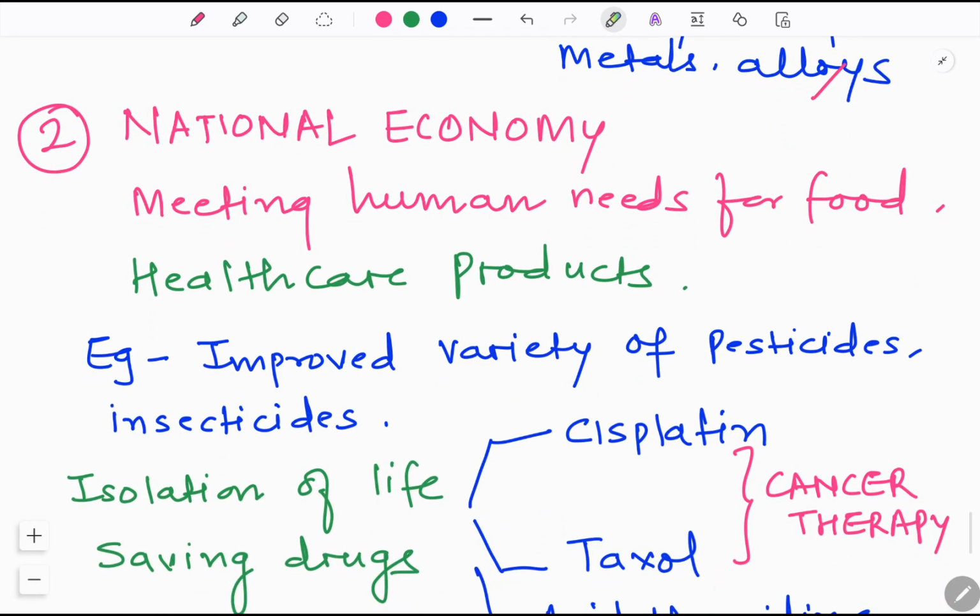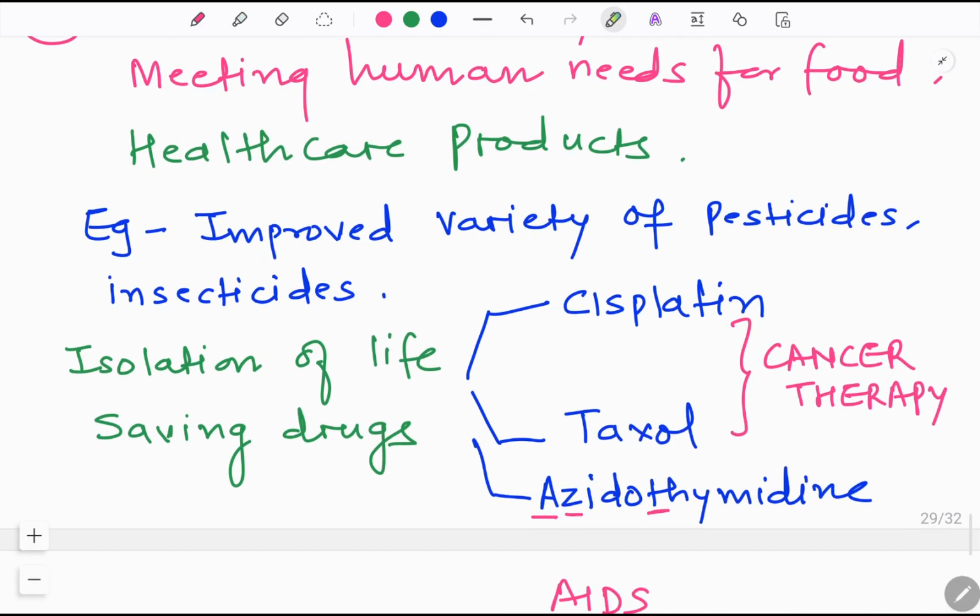The second important point about chemistry is that it is contributing to the national economy. It helps us to meet the human needs for food. It also helps in healthcare products. For example, as I told you, we have got improved varieties of pesticides and insecticides. We have also synthesized some life-saving drugs. The important ones I've already told you: cisplatin and Taxol are used in cancer therapy, and AZT, that is azithromycin, is used for helping the AIDS patients.